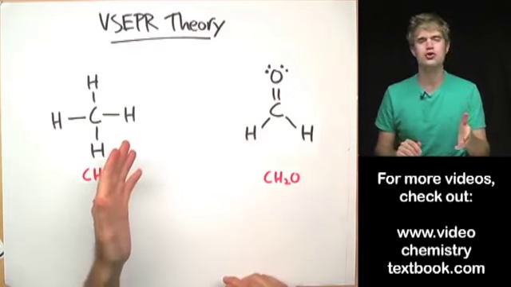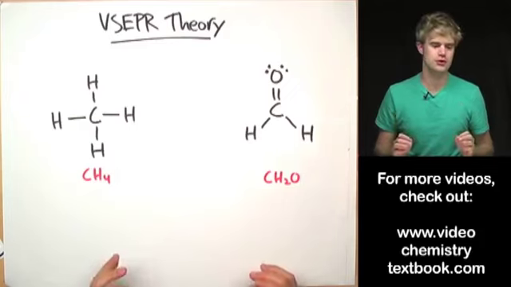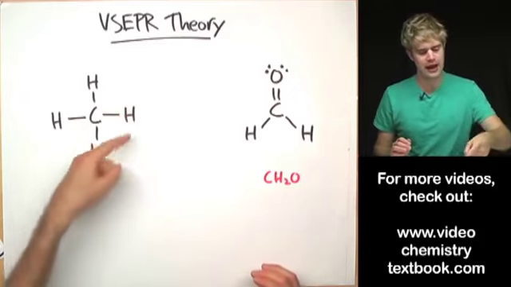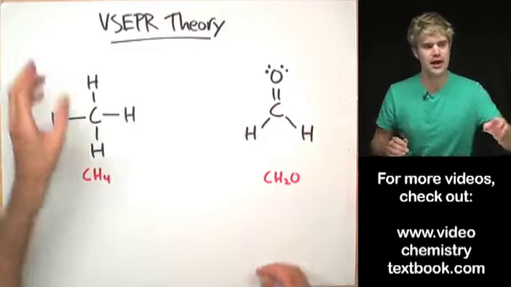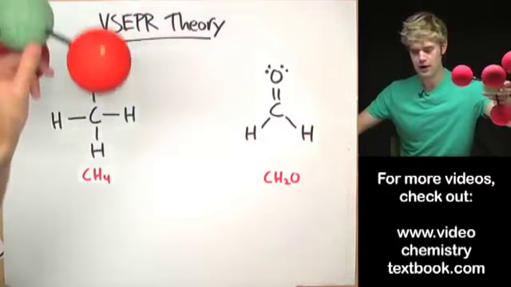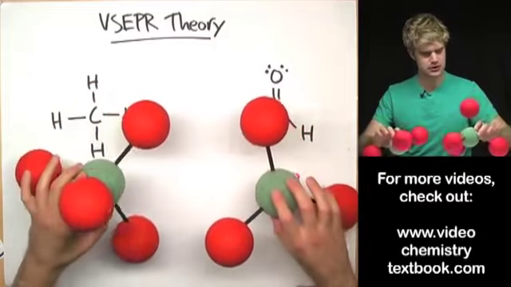This video is an introduction to VSEPR Theory. VSEPR Theory is a set of rules that we can use to look at a two-dimensional Lewis structure of a molecule and figure out what the molecule would look like in 3 dimensions, like this.